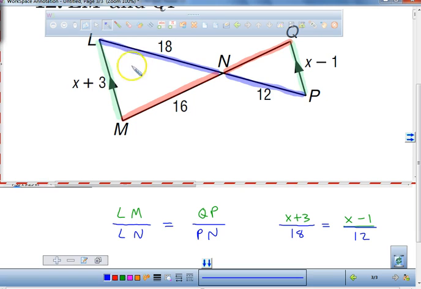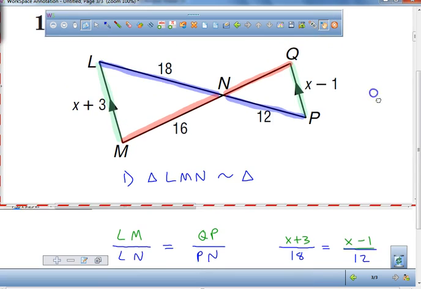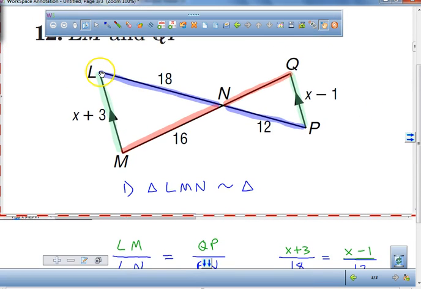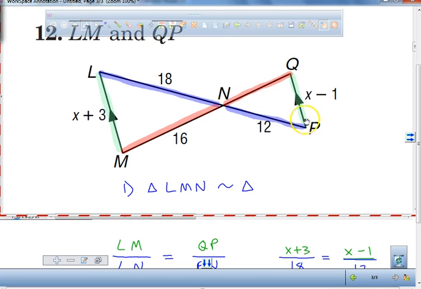Okay, so let's start with our similarity statement. If I say triangle L to M to N, so if I go from L to M to N, what is that going to be similar to on the right side? So let's think about this. L is across from which side? L is across from the side which is on the red, right? So which angle is across from the red over here?